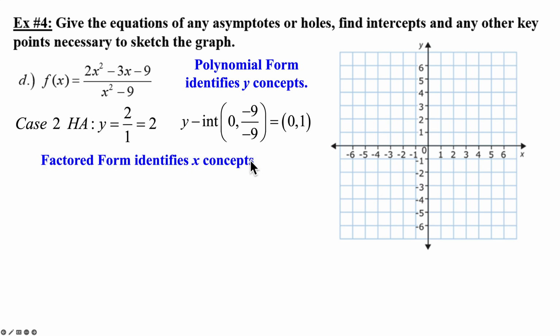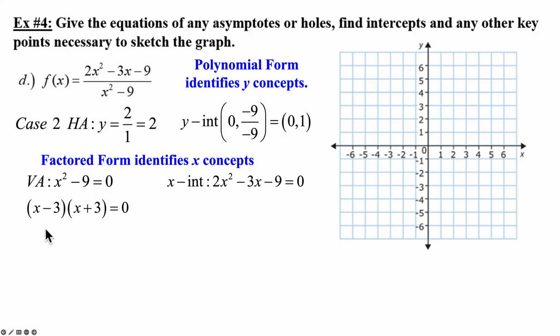All right, now we've got to factor the top and the bottom. So we've got to factor the x squared minus 9, setting it equal to 0, and 2x squared minus 3x minus 9, we'll set that equal to 0. We're going to find our vertical asymptotes and find our x-intercepts. So here you have a difference of perfect squares. That factors to x plus 3 and x minus 3, and the order doesn't matter. Setting these equal to 0, we get x equals 3 and x equals a negative 3.